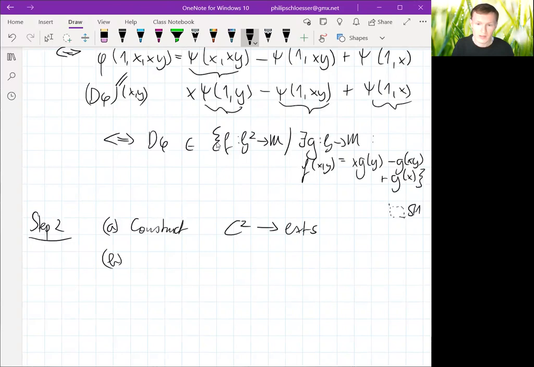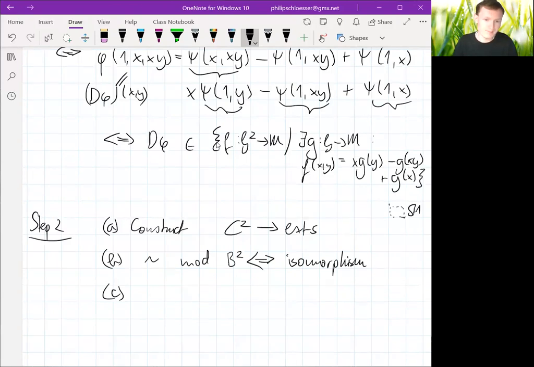Then we are going to show that equivalence modulo co-boundaries translates into isomorphism, or I guess is equivalent to isomorphism. And for C, we show that every extension can be obtained this way. So I guess C is that this map here is surjective.